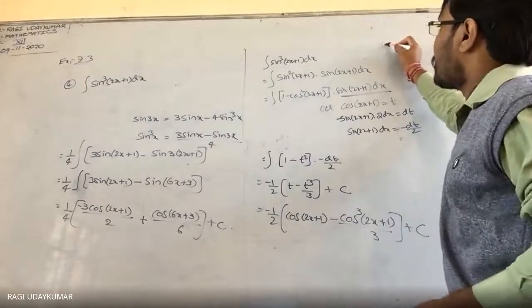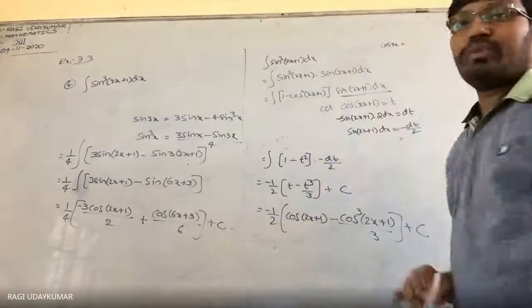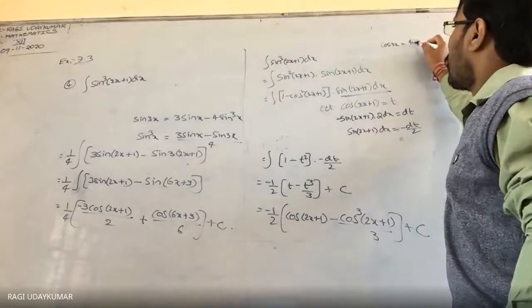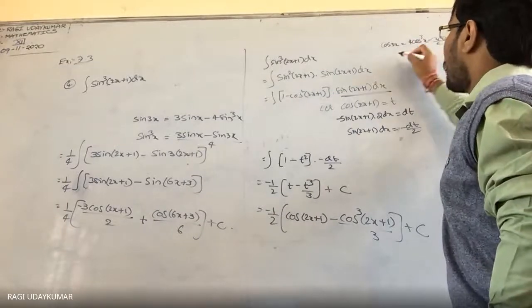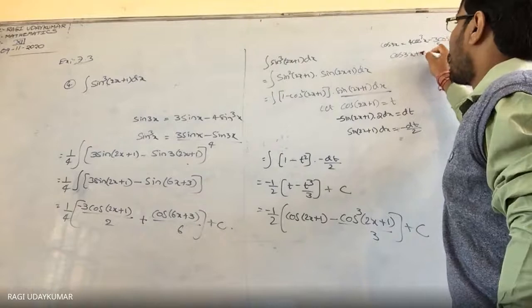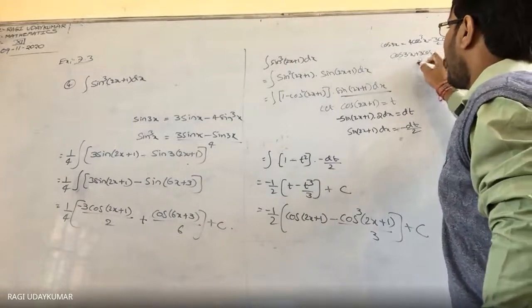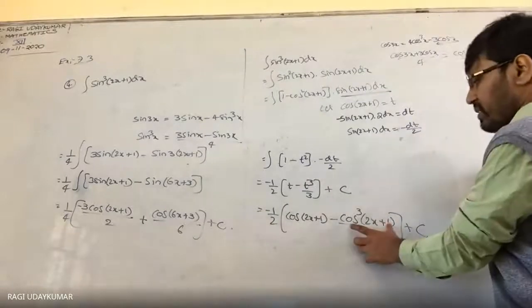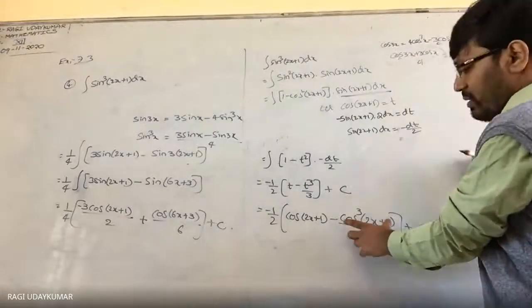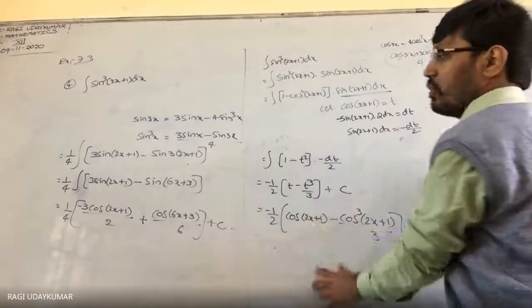Okay. So what you have to do here? ये you know cos 3x formula. What is cos 3x is equal to 4 cos cube x minus 3 cos x. So ये 3 cos x इधर लेके जाओ. So cos 3x plus 3 cos x divided by 4 is equal to cos cube x. In the place of cos cube x, you write this one and simplify it. You are going to get this.